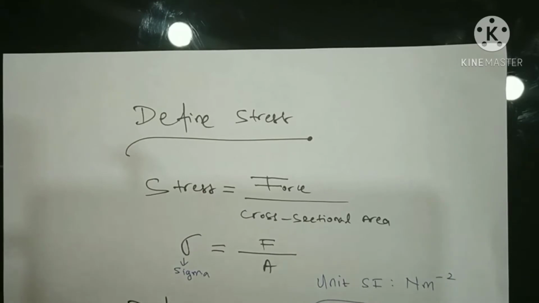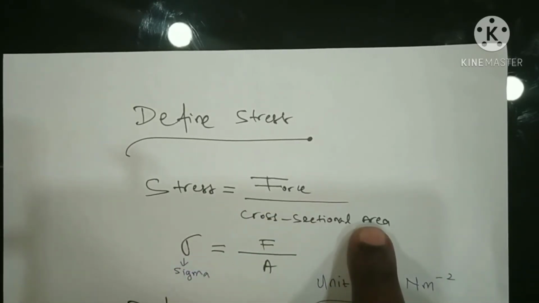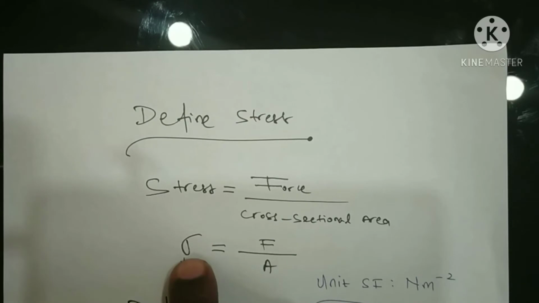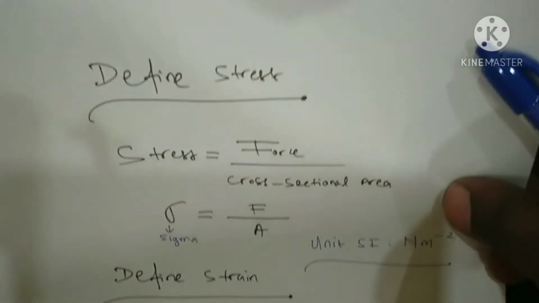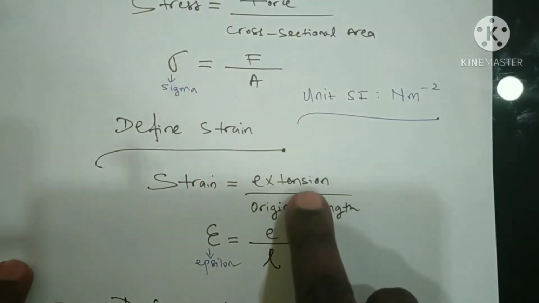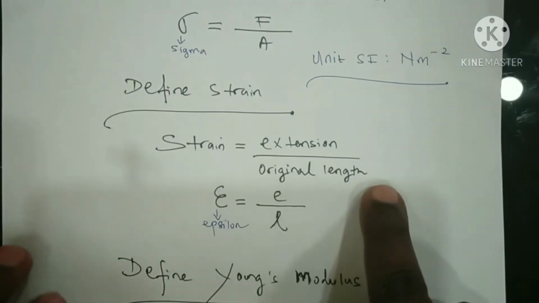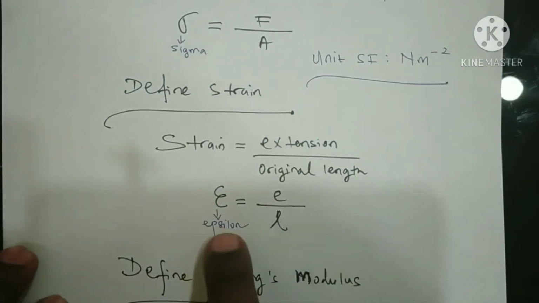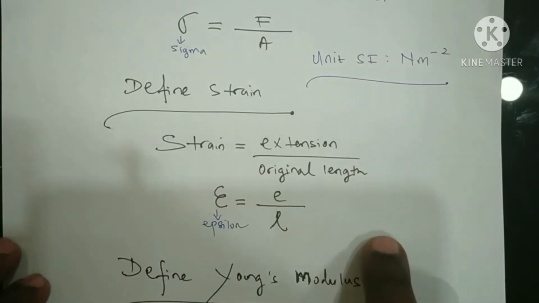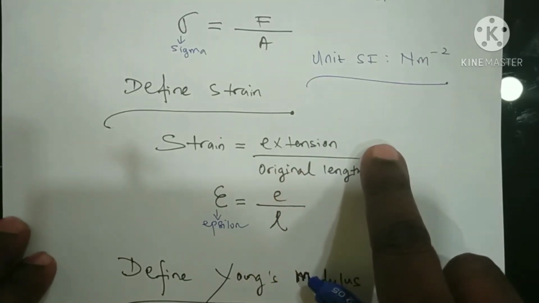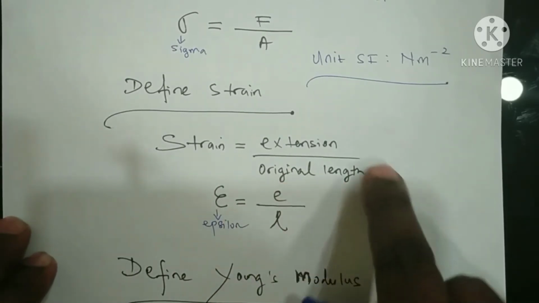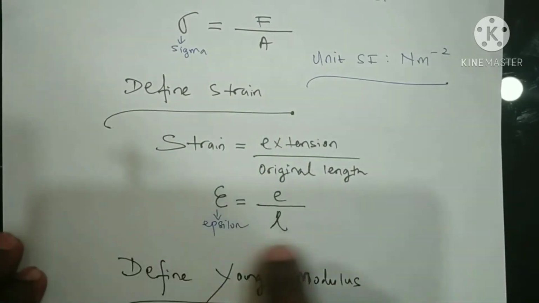Define stress. Stress equals force per unit cross-sectional area. This is the symbol for stress. We call it sigma and the SI unit is Newton per meter square. Whereas strain is the extension per unit original length. This is the symbol for strain. We call it epsilon and strain has no dimension nor unit because the SI unit for extension is meter and the SI unit for original length is meter. Meters cancel each other, so strain is dimensionless.